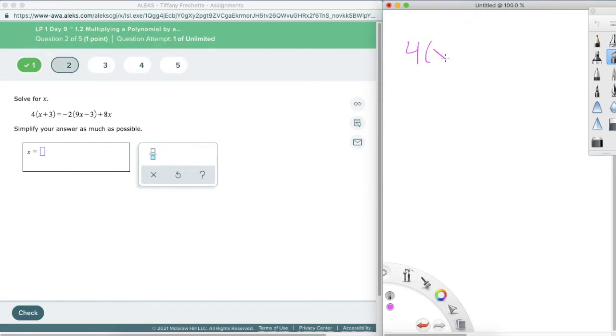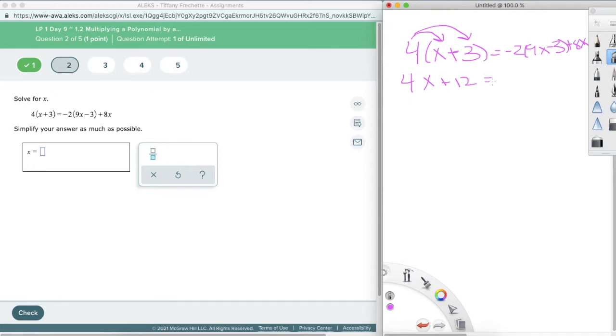4x plus 3 equals negative 2x minus 3 plus 8x. Okay, oof, running out of room there a little bit. All right, so we're going to start to simplify first, and I know I erased my PEMDAS there, but that's okay. We're going to simplify first, and then we're going to solve. So first, I'm going to distribute this 4, because this is my parentheses. So 4 times x is 4x. 4 times 3 is 12.